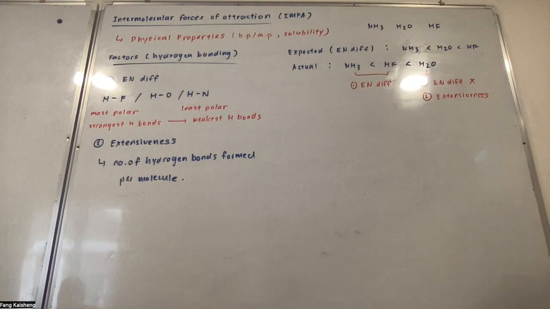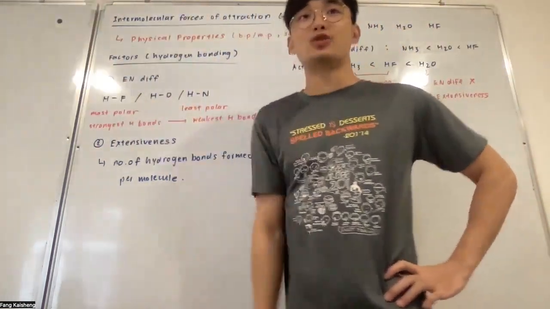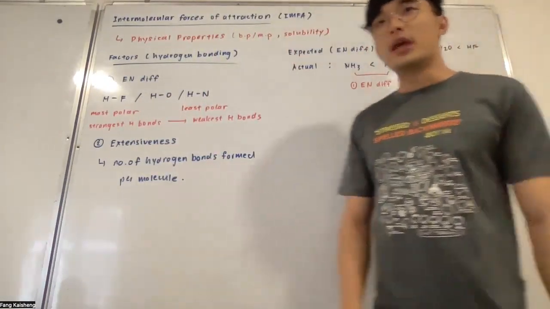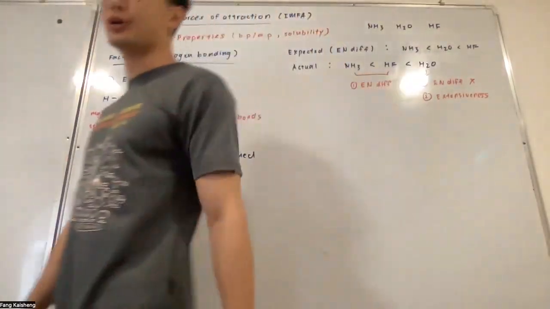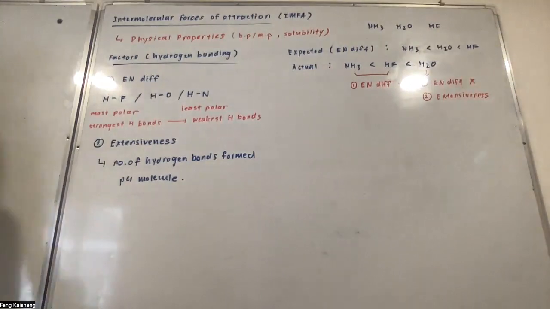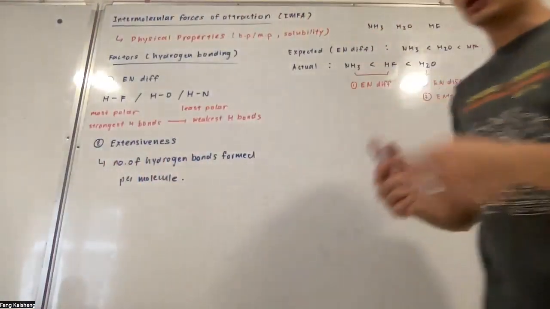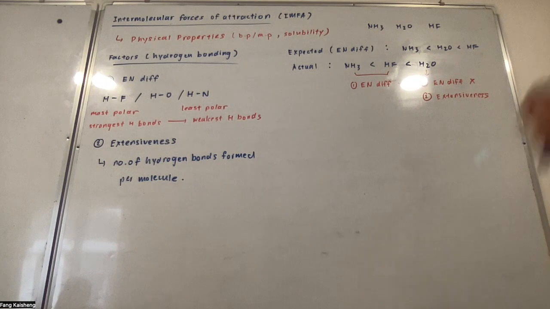Okay? Let's understand what this means. If one molecule can form only one hydrogen bond, do you think that's very extensive? Not really, right? Okay, if one molecule can somehow form 1,000 hydrogen bonds with just one molecule, is that extensive? That's very extensive. Okay, so how do we measure this? Okay, let's take a look. How do we determine how many hydrogen bonds a molecule can form?